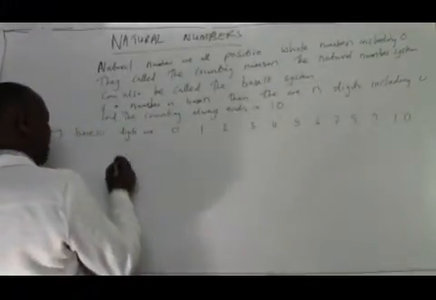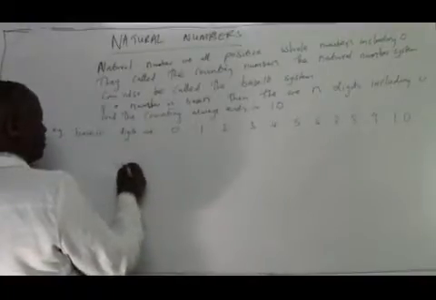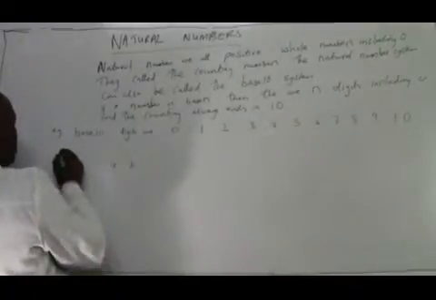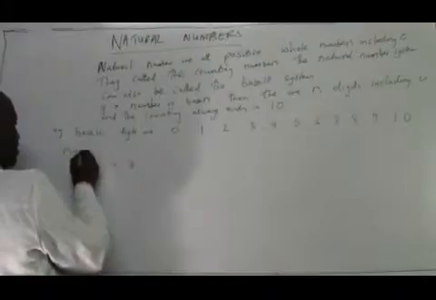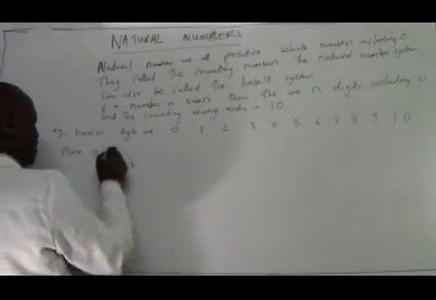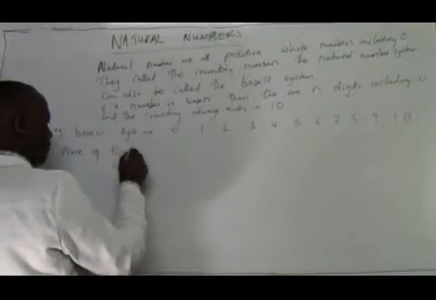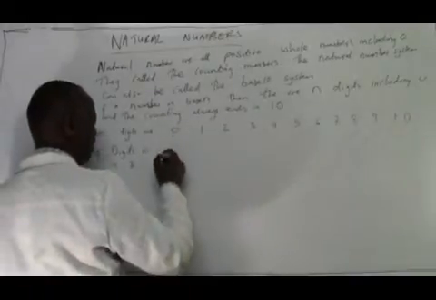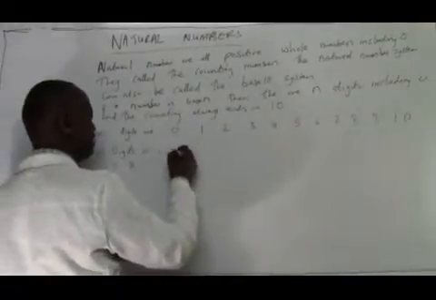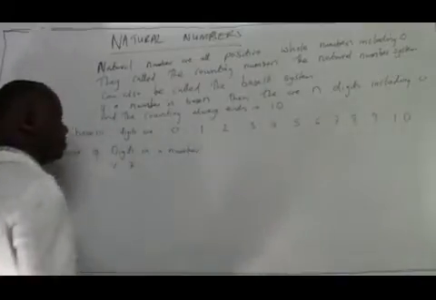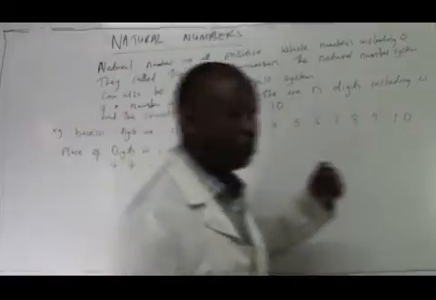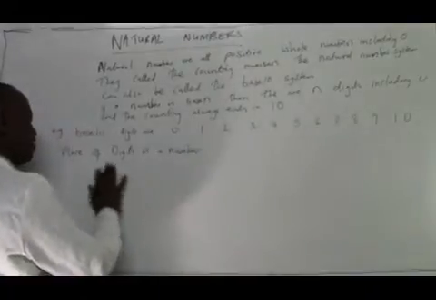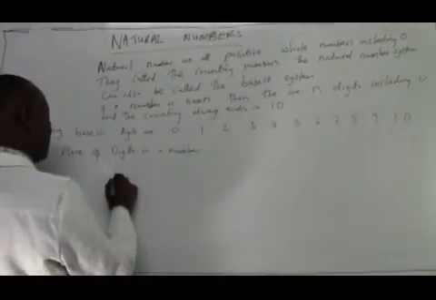Let's take a number. We want to talk about the place value of digits in a number. You have a given number and you want to look at the place value of its digits. Remember that a number can have 1 or more digits.